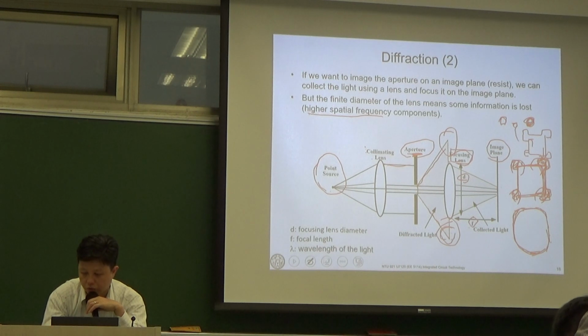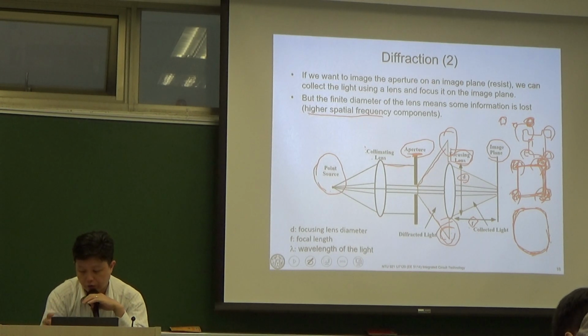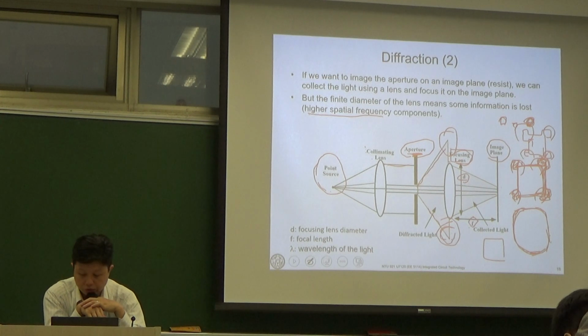Okay, so you add this correction component on your mask, and after the diffraction, that will give you the square aerial image on your silicon wafers.